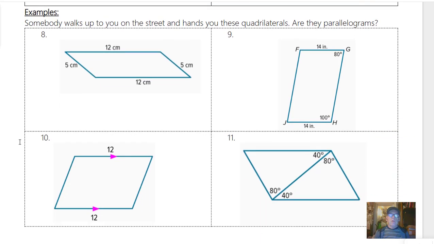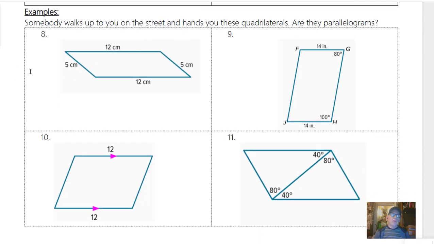Let's move on. So I've got some examples here. Are these parallelograms? So let's look. Opposite sides are congruent? Yes. Both pairs of opposite sides congruent. Here we got 14, 14, 180. These sides are parallel to each other. So we have a pair of opposite sides. They're parallel because same side interior angles are supplementary, and also they're congruent. So this is one pair both parallel and congruent. So yes, it is a parallelogram.